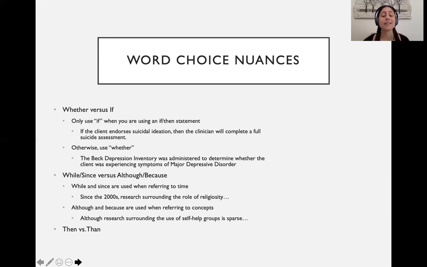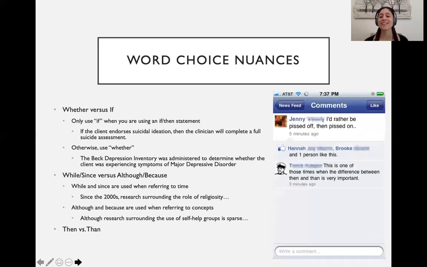Another common one that I still have to think about when I'm writing is when to use while or since, and when to use although or because. So while and since are used only when referring to time. So since the 2000s, et cetera. Whereas although and because are used when referring to concepts. So although research surrounding, et cetera. It's common for me to see since research surrounding the use of self-help, but that's technically not correct because remember, since is for time.